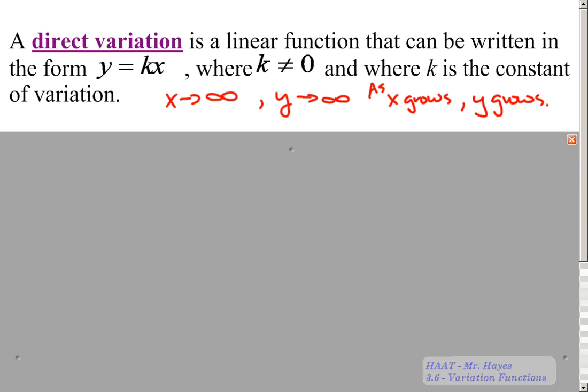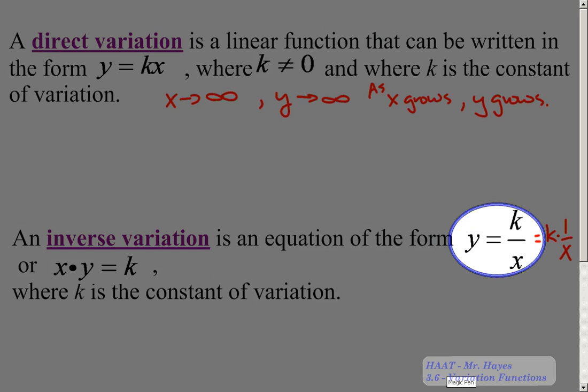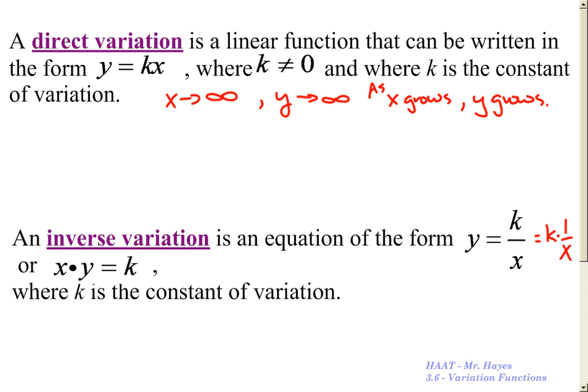The other one is indirect variation, where it's an equation in the form of y equals k over x. You could also write it as k times 1 over x, which is sometimes easier to solve, or you can also write it as x times y is equal to k. These are based loosely on rational functions like we did in section 3.5. And this is the opposite.